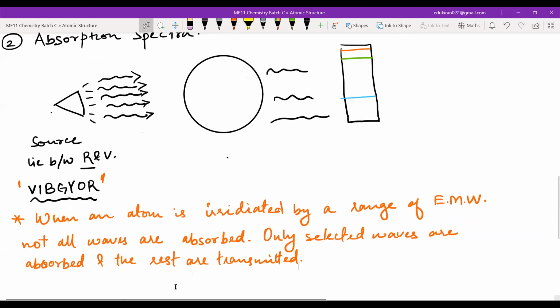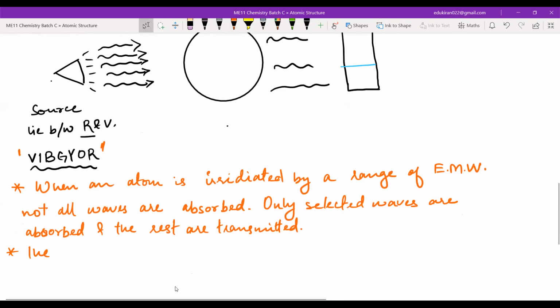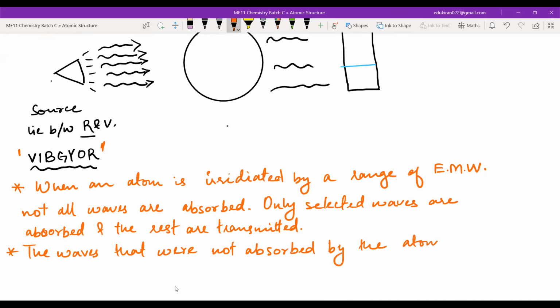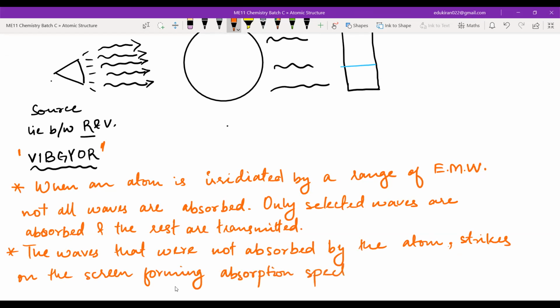Now, those waves that were not absorbed by the atom strike on the screen, forming absorption spectra. Forming the absorption spectra.